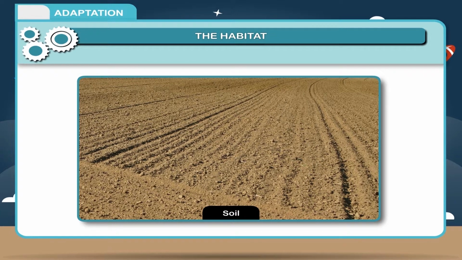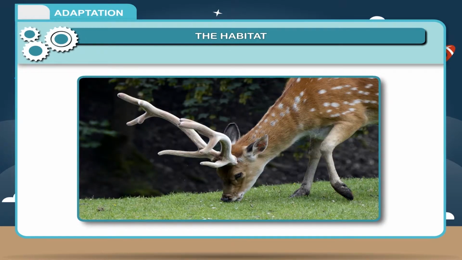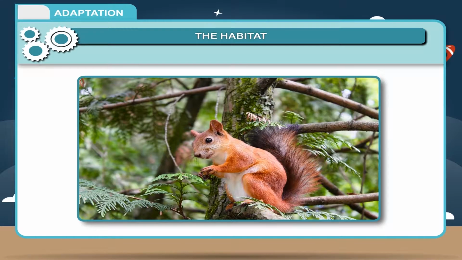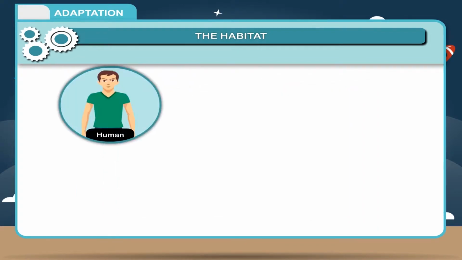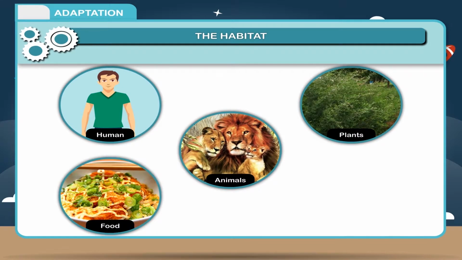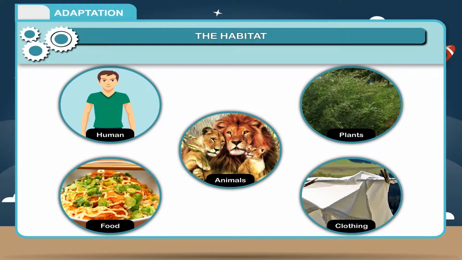You can notice the interdependence in many ways. 1. All living organisms depend on non-living components of the environment. 2. Animals depend on plants for food, shelter, and protection. 3. Human beings need both plants and animals for food, shelter, and clothing.